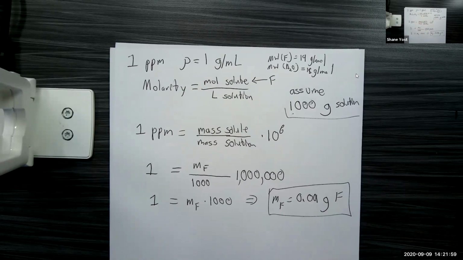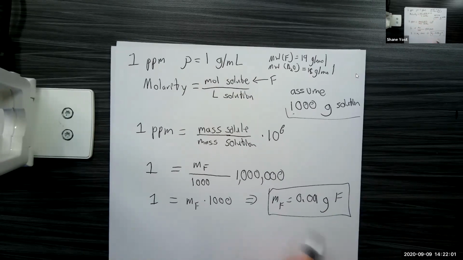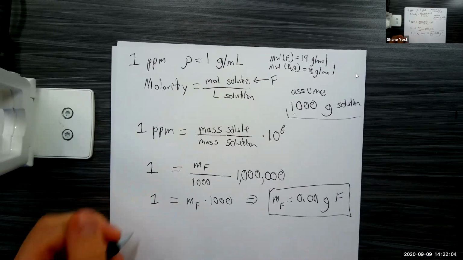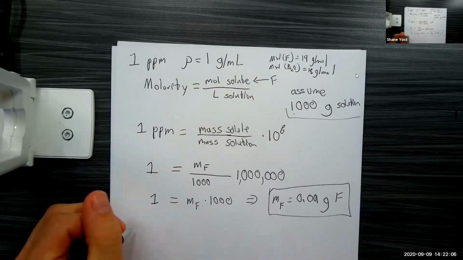So now I can use my mass of fluorine to get my moles. How do I get from mass of fluorine to moles of fluorine?